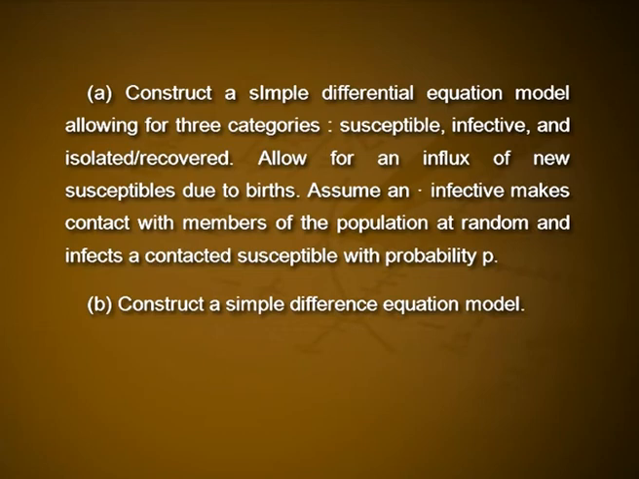First one, construct a simple differential equation model allowing for 3 categories: susceptible, infective and isolated recovered. Allow for an influx of new susceptibles due to births. Assume an infective makes contact with the members of the population at random and infects a contacted susceptible with the probability p. Second question, construct a simple difference equation model.